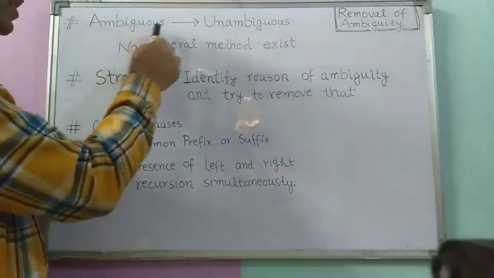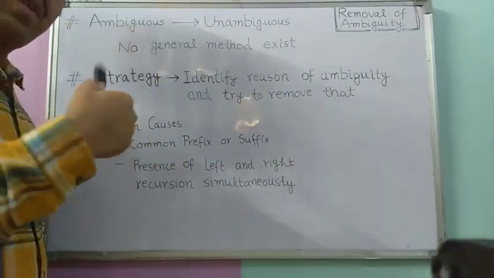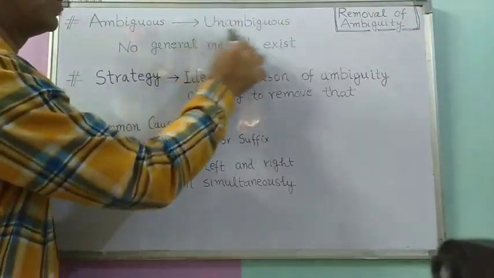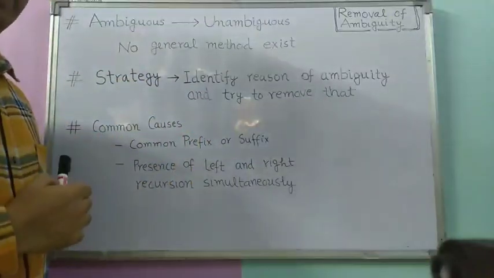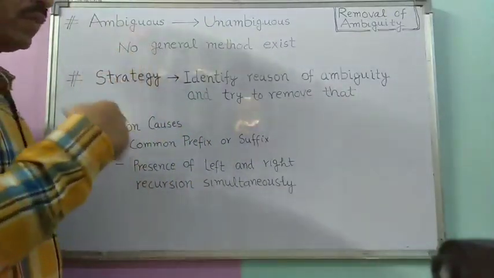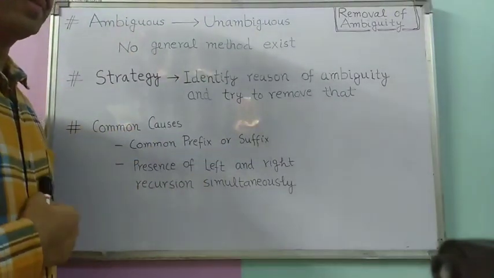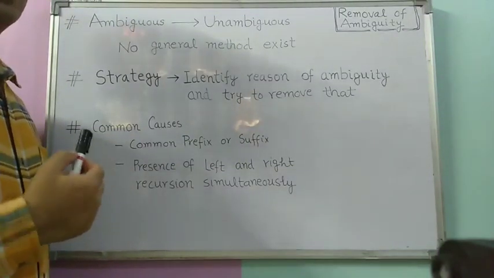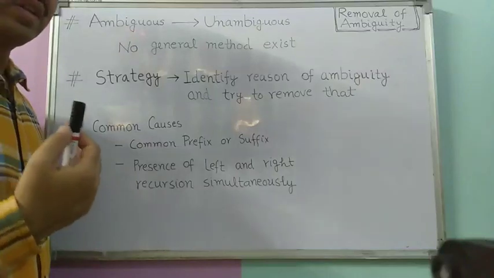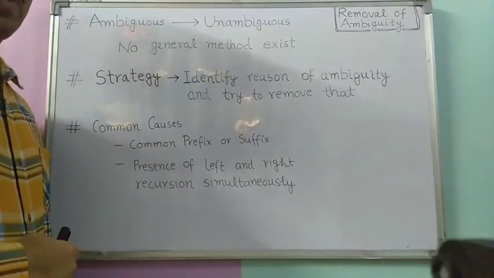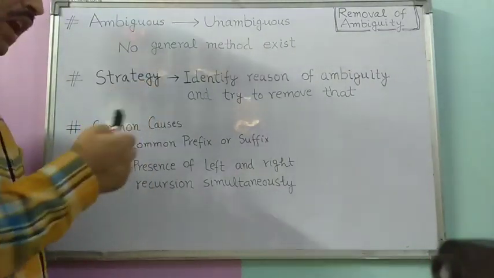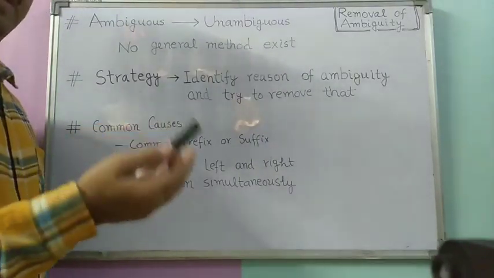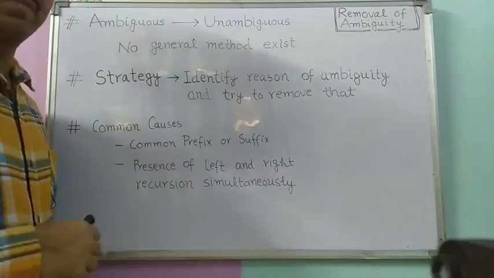If the language represented by the ambiguous grammar is also ambiguous, then it is not possible to find an unambiguous grammar corresponding to that. When we convert an ambiguous grammar to an unambiguous grammar, there is no general method, no fixed algorithm for it. So we have to find some strategy which may be successful. In some cases it will be successful, in some cases it may not.